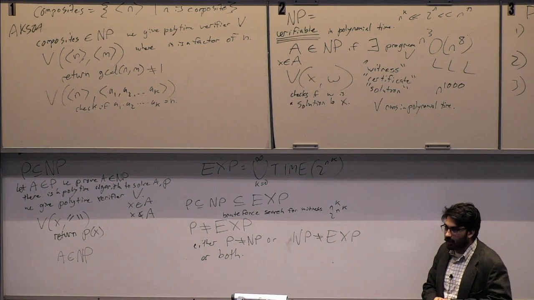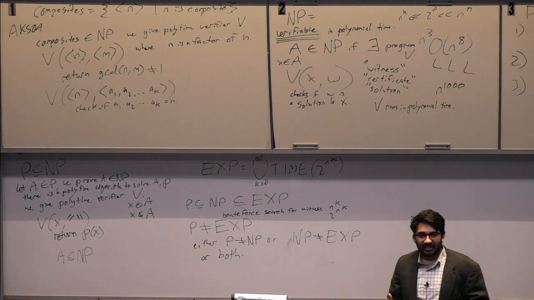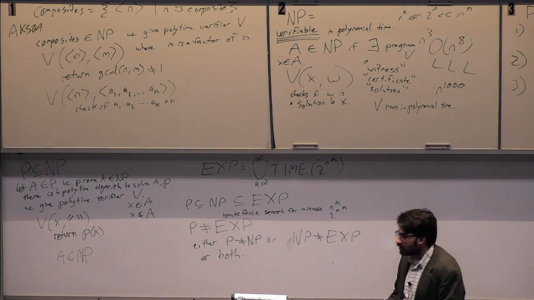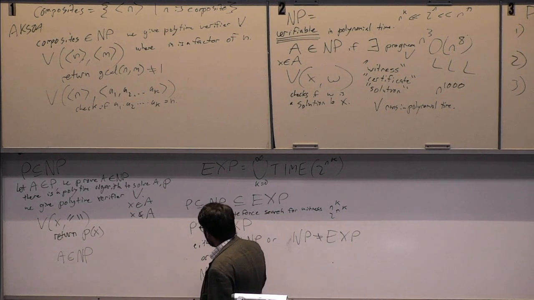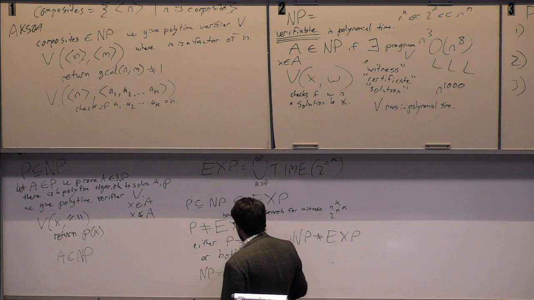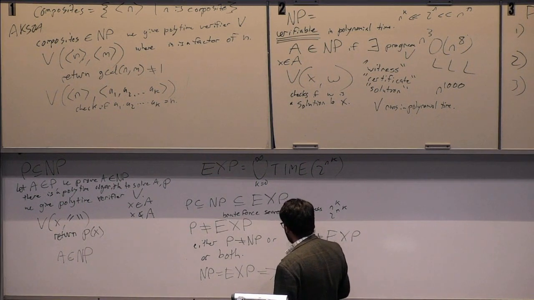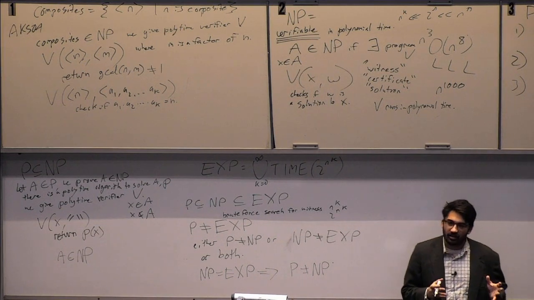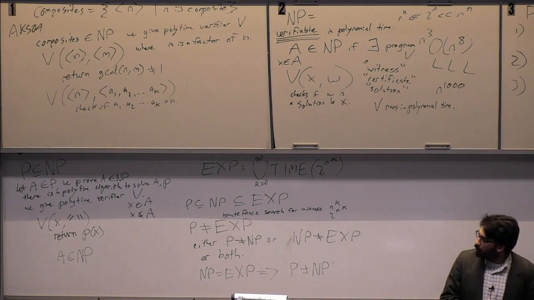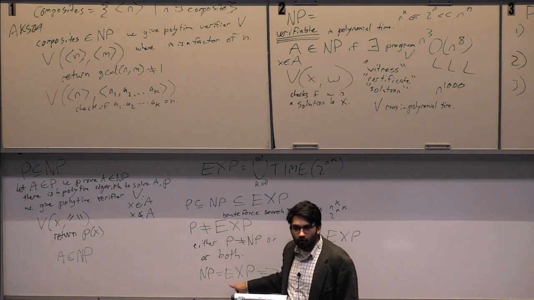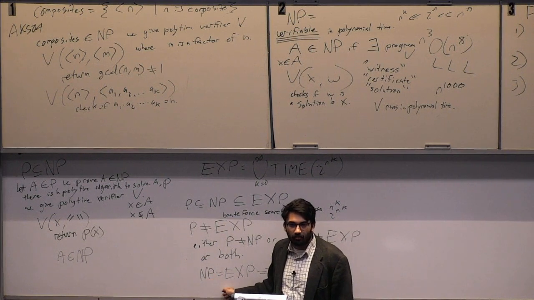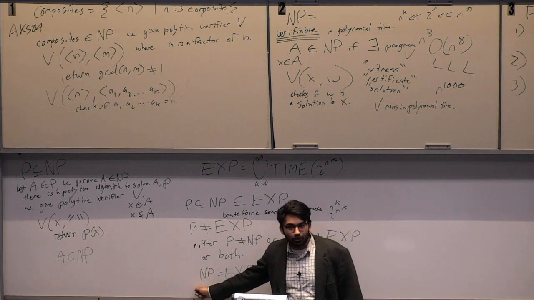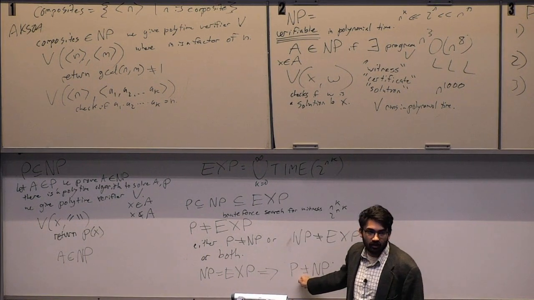P versus NP is actually a very related problem to, it turns out, thousands of other problems in structural complexity theory. NP equal to XP implies that P does not equal NP. We proved one containment of this. Suppose you were good enough to prove the reverse containment, that everything that's solvable in exponential time has a polynomial time solution, a polynomial time verifier. Could you do such a thing? You could prove P does not equal NP.